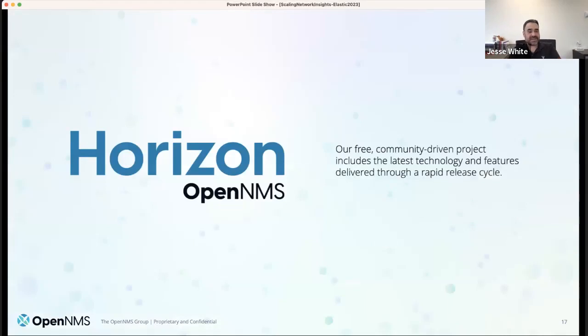So that said, that's all part of the OpenNMS Horizon platform. Again, if you're interested in flows or getting additional visibility on your network, feel free to try it out. It is free, open source, and you can give it a spin on your network.